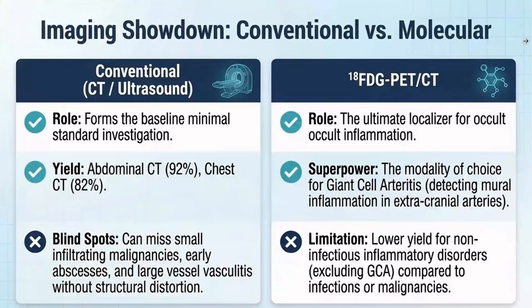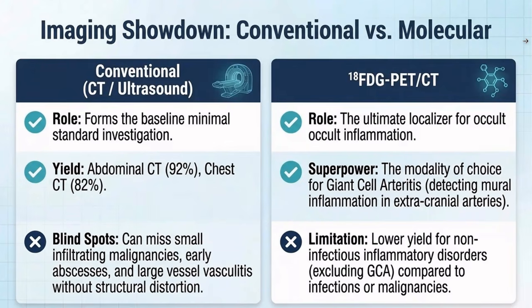So when it comes to comparison between CT or ultrasound versus FDG PET, like I said, CT or ultrasound is basically your minimal standard investigation. Yield is also 80 to 90% here, but these can miss small infiltrating malignancies, early abscesses, and large vessel vasculitis, whereas PET is the modality of choice for giant cell arteritis and it has lower yield for non-infectious inflammatory disorders compared to infections or malignancies.